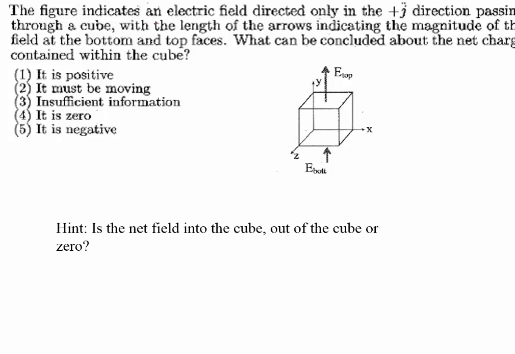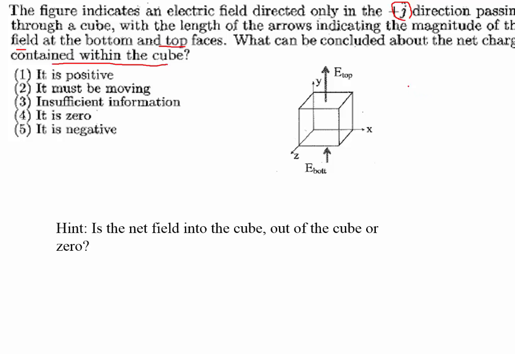The figure indicates an electric field directed only in the y direction, passing through a cube, with the arrows indicating the magnitude of the field at the bottom and the top faces. What can be concluded about the net charge contained within the cube?